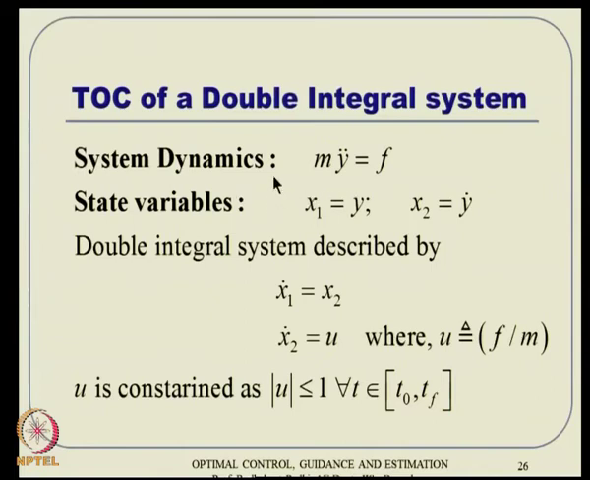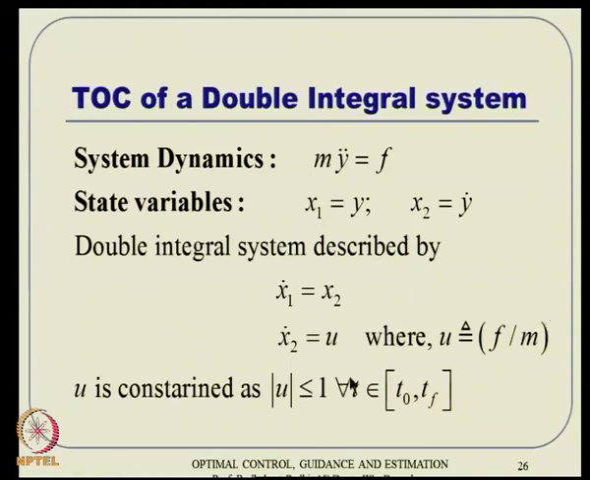Alright, so for the state variables we can define x1 as y and x2 as y dot. Then the double integral system can be written very easily: x1 dot is x2, whereas x2 dot is u, which is nothing but f over m. Essentially you are writing y double dot is f by m, and then defining this in the first canonical form, or companion form. The difference here is that u is constrained between -1 and +1.